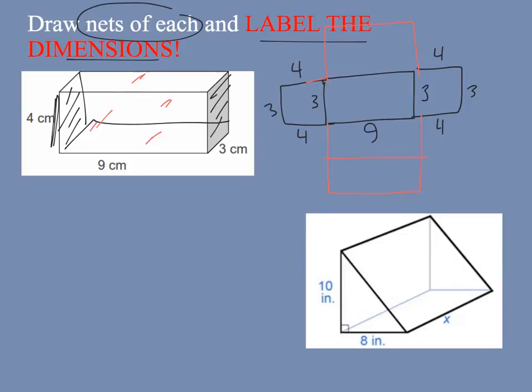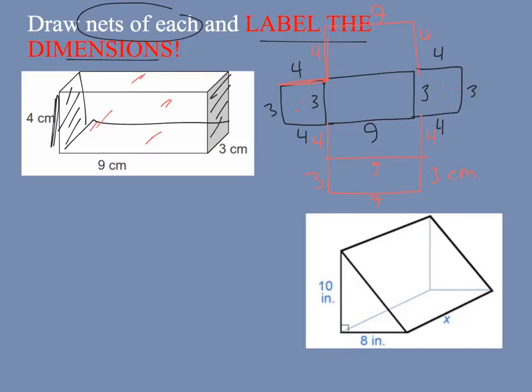So in order for these two to wrap right here, this has to be a 4, this has to be a 4, and the top part right here has to be a 3, because it needs to go on these two right here. So those are my dimensions, and I could go ahead and put in centimeters all the way around. Make sure you're labeling all these faces.